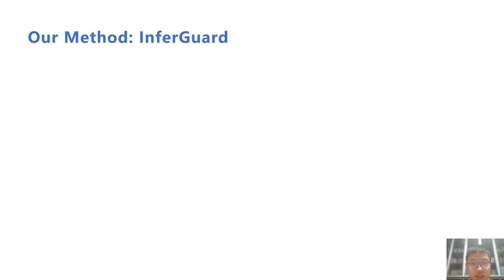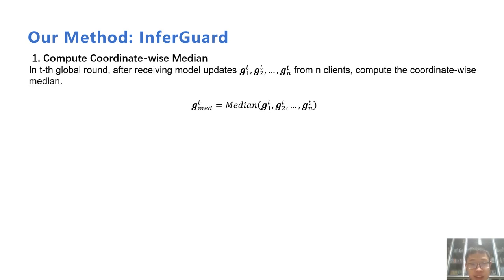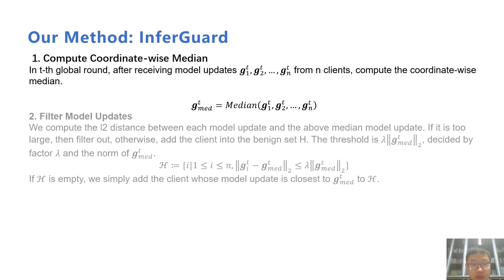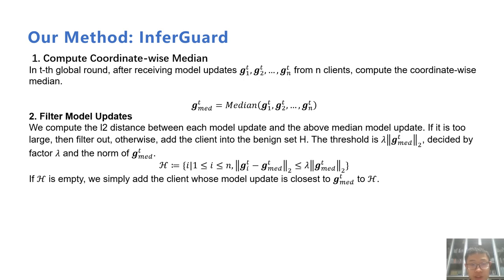Now I will introduce the core steps of our method. After receiving model updates from n clients at the t-th global round, the server first computes the coordinate-wise median of them. To filter out malicious model updates, the server removes model updates that are far away from the median.